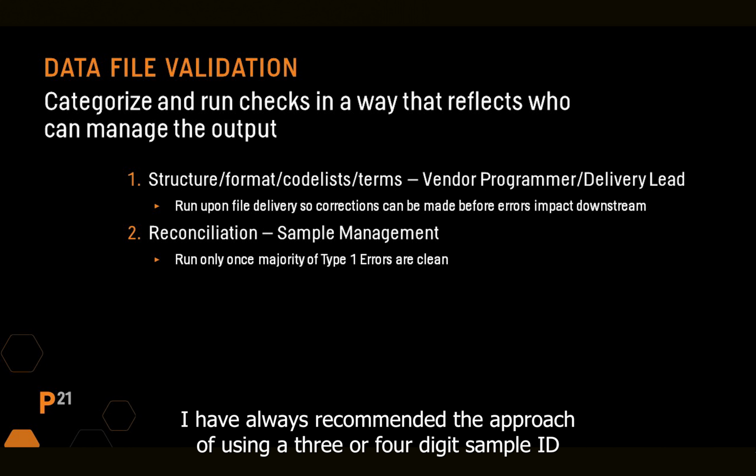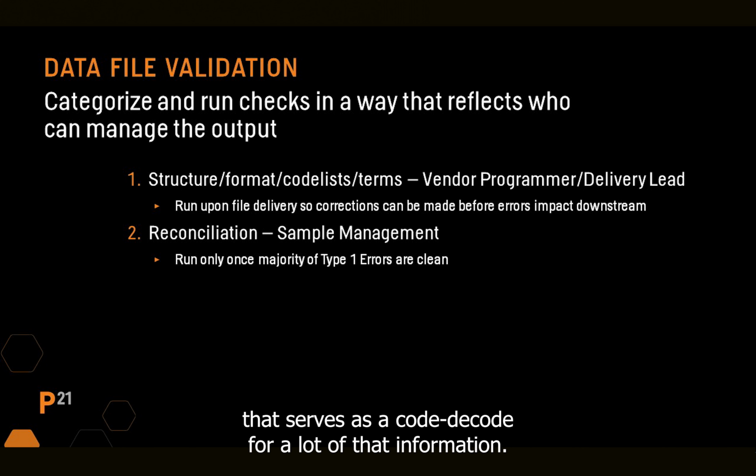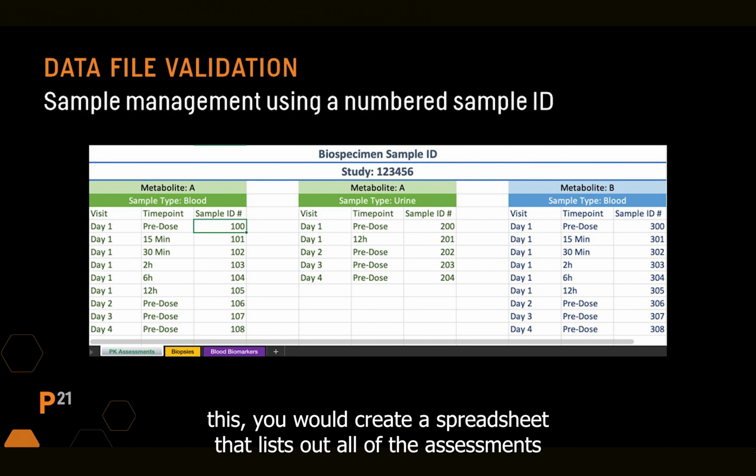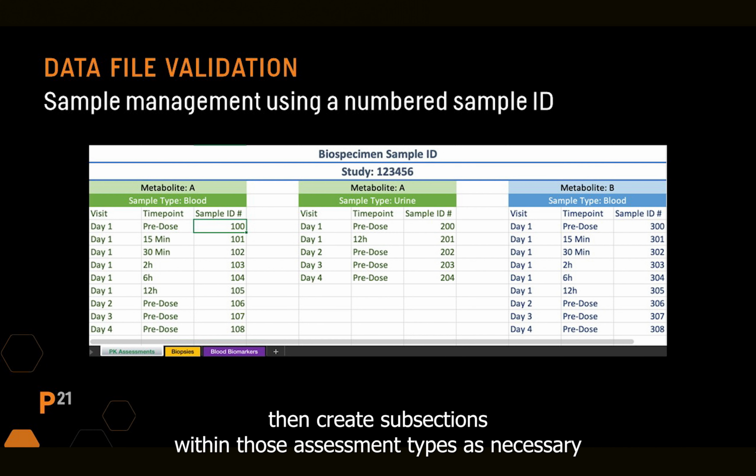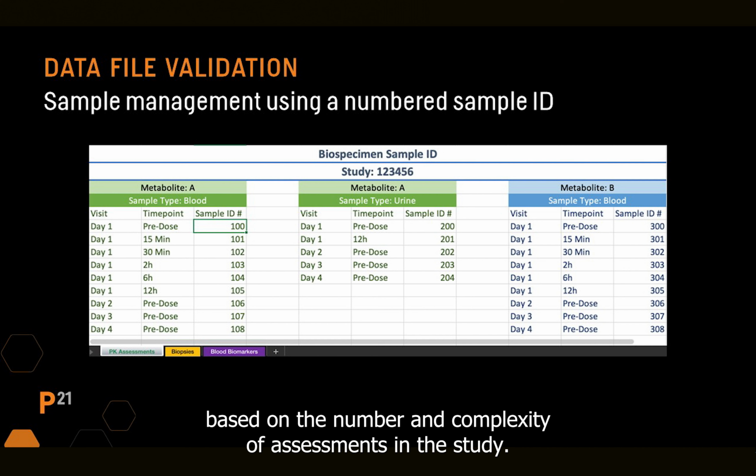Where this doesn't work, I have always recommended the approach of using a 3 or 4 digit sample ID that serves as a code decode for a lot of that information. To implement this, you would create a spreadsheet that lists out all of the assessments and all of the time points, one tab for each assessment category. Then create subsections within those assessment types as necessary based on the number and complexity of assessments in the study.